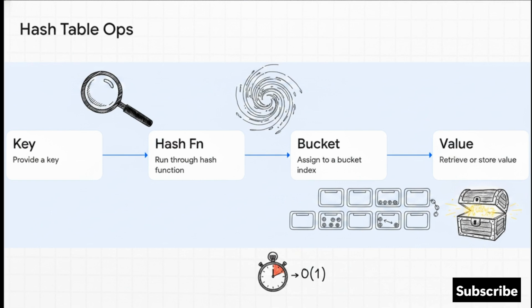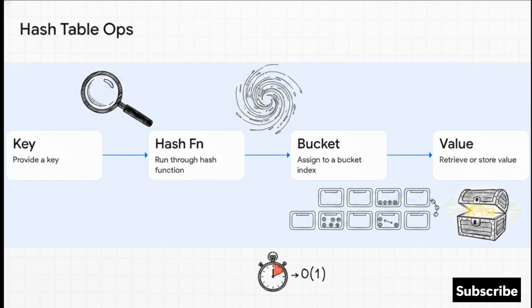Step 3, that math assigns the key directly to a specific bucket index in memory. And Step 4, you instantly retrieve or store your associated value, like Alice. This entirely bypasses the need to scan through your data. It delivers your value in an amazing O(1) average time.